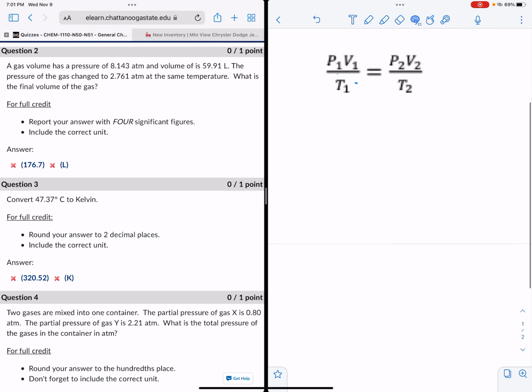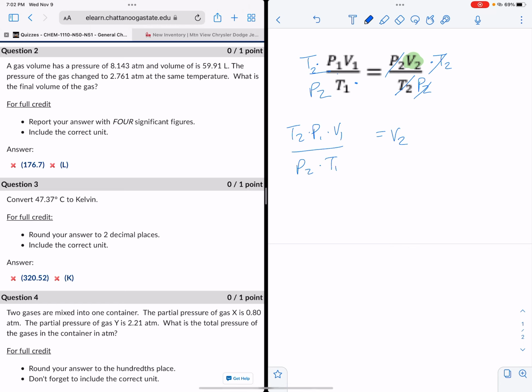And we just need it rearranged for whatever we want. So if you read through, it says, what's the final volume of the gas? So I'm going to say that we want to solve it for this one. To do that, we just got to get it alone. So we need to multiply both sides by T2, and our T2 cancels. And then we need to divide both sides by P2, then our P2 will cancel. And that gives us V2. So V2 is equal to T2 times P1 times V1 over P2 times T1.